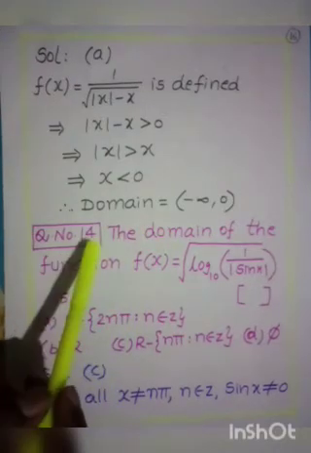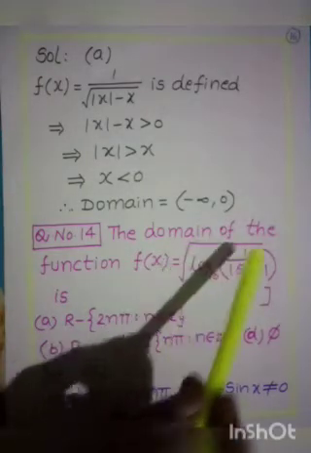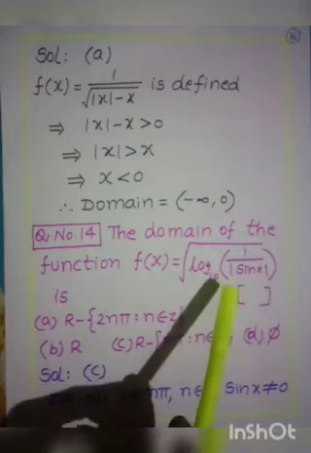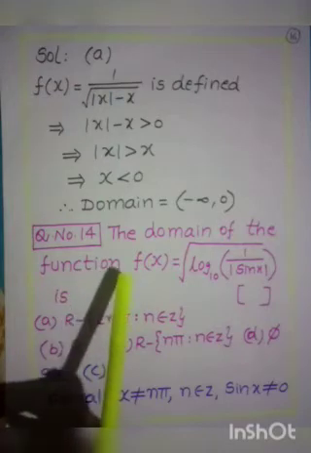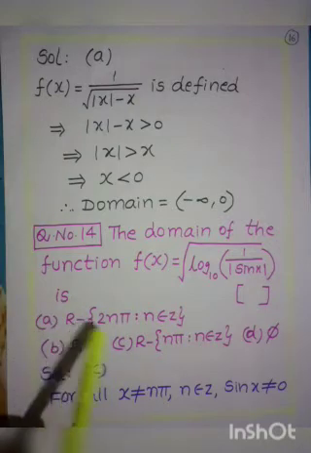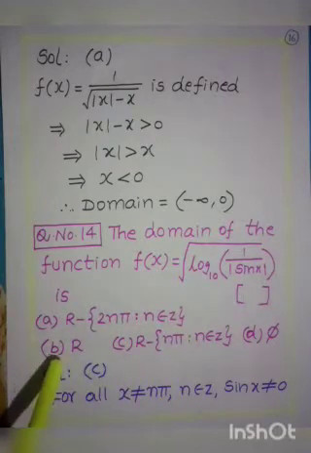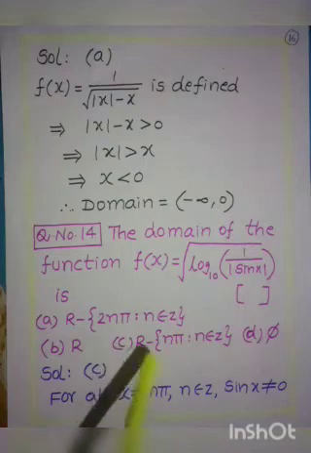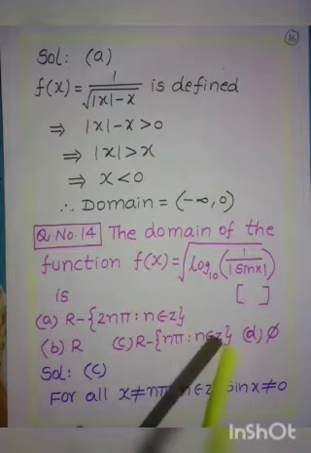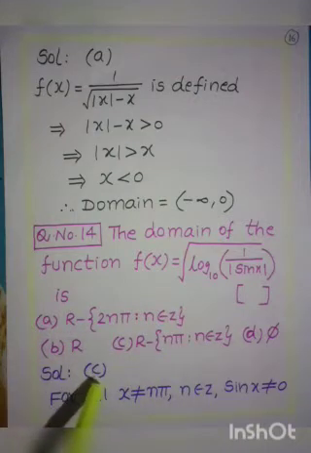Now come to question number 14. The domain of the function f of x is equal to square root of log of 1 by mod sin x base 10 is. Here also this question is based on finding the domain of the given function. Option A, R minus the set 2n pi such that n belongs to Z. Option B, set of real numbers. Option C, set of real numbers minus the set of all n pi such that n belongs to Z. And option D is phi, that is the empty set. Here the solution is the third option.